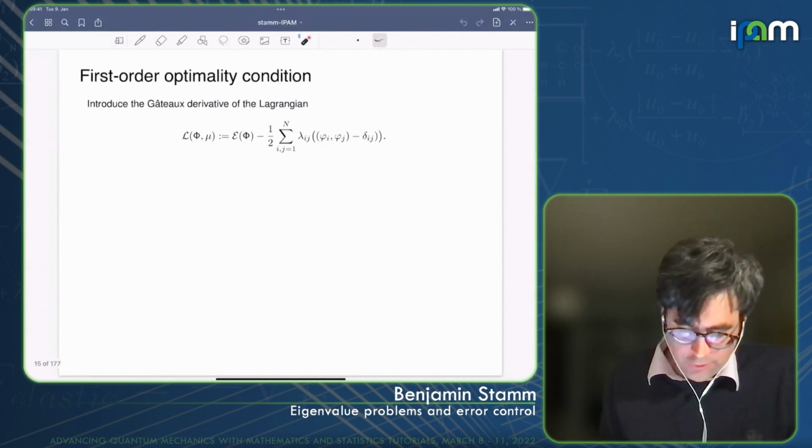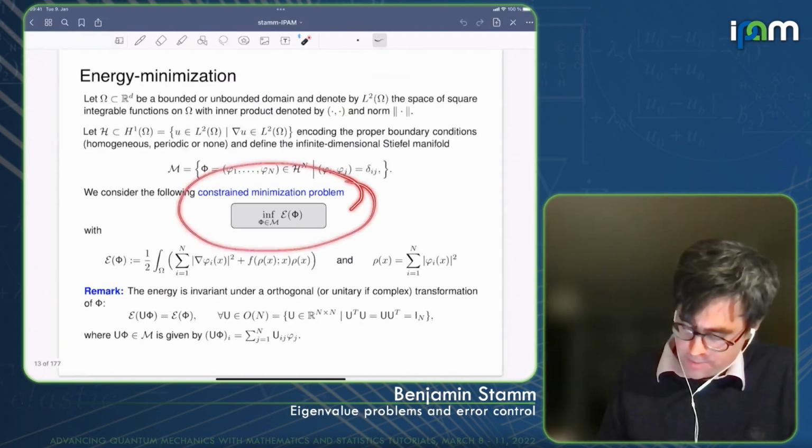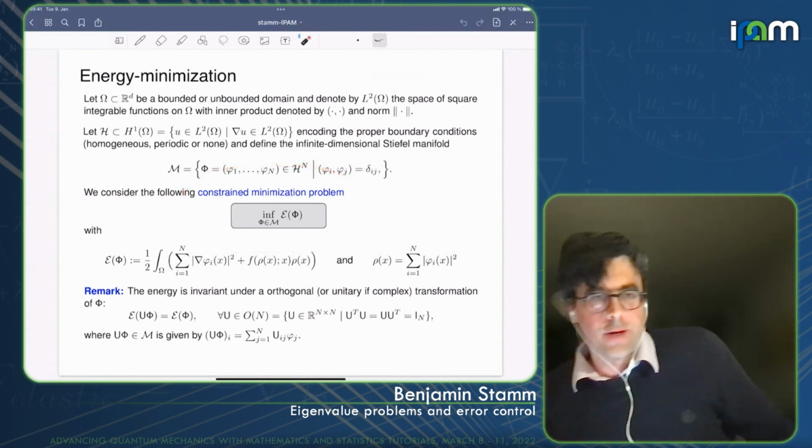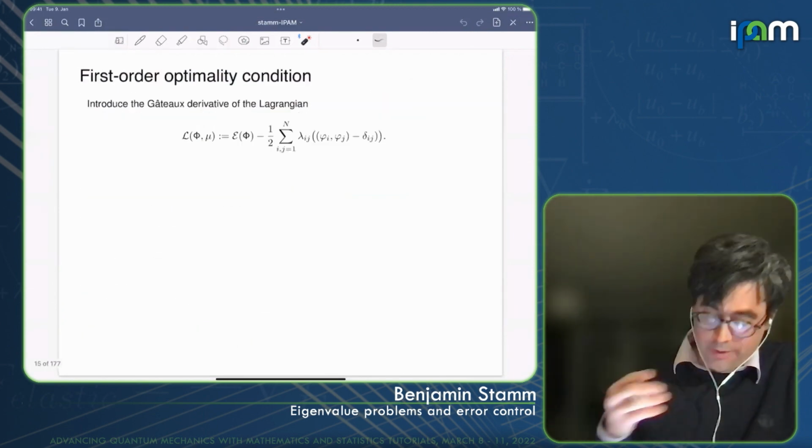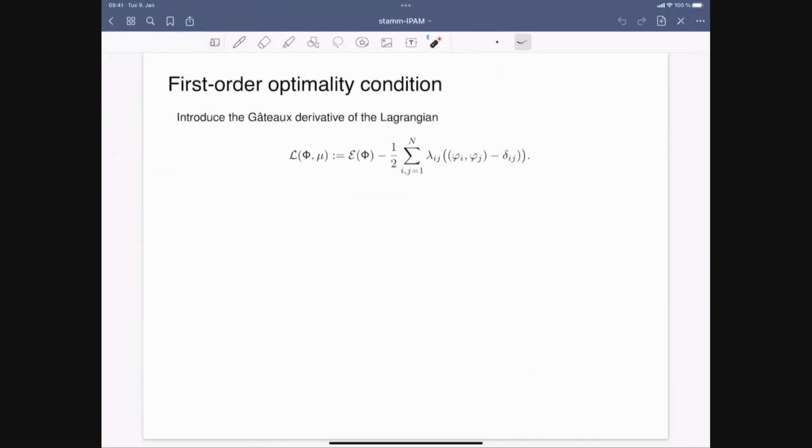Okay, so what do you do with this constrained minimization problem? You can formulate the first order stationary conditions. Since you have constraints, you have to build the Lagrangian, which consists of the energy minus all constraints times the Lagrange multiplier, which is encoded here in this lambda. Lambda is a symmetric matrix, n times n, symmetric because otherwise you replicate the conditions, since this is a symmetric expression.